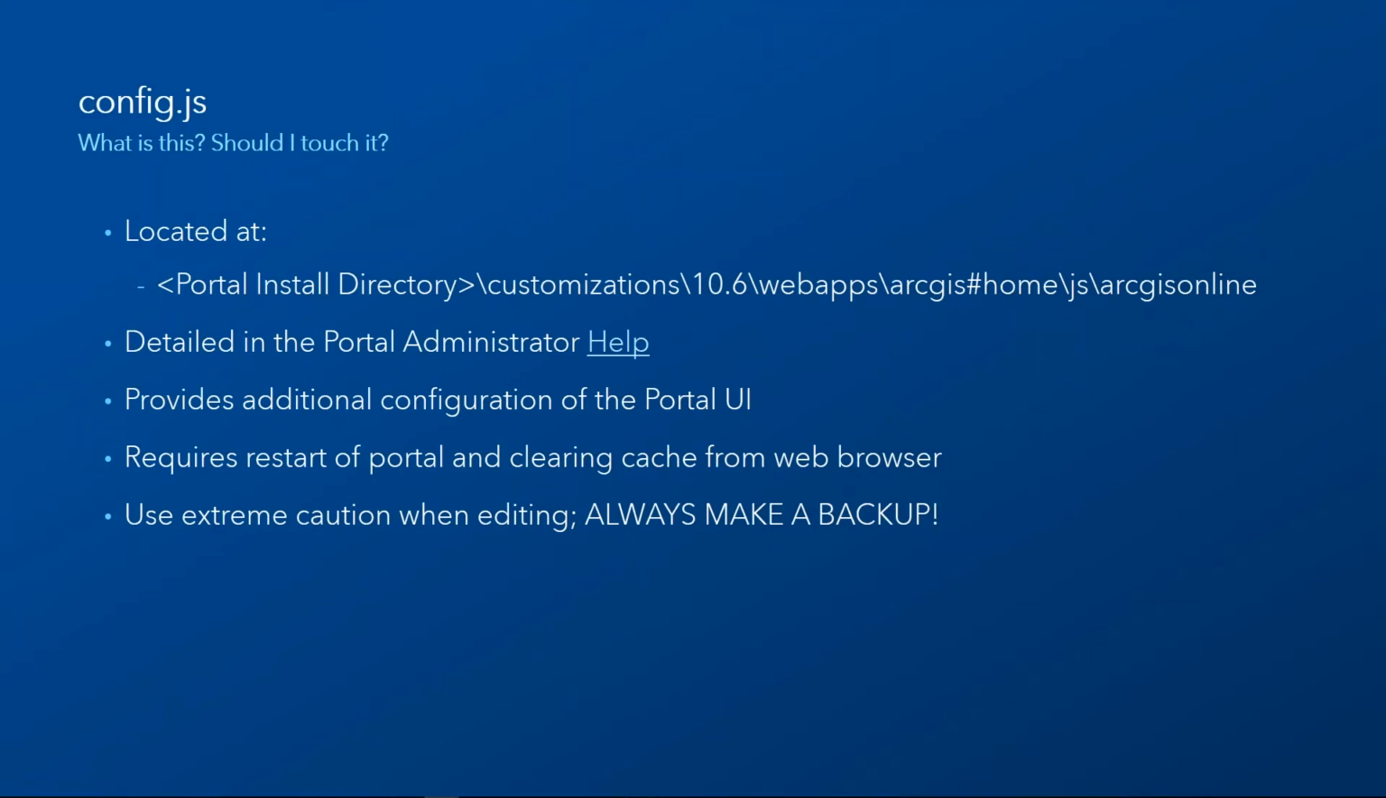All right, some other things that you can work with and expand is the config.js file. This is one of the JavaScript files that controls a lot about the portal itself. It is located in your portal install directory at this location right here, and there is a lot more information detailed in the portal administrator help if you really want to do this. What it allows you to do is provide some additional configurations to the portal UI. So if you want to add a custom background, some custom layouts or anything else along those lines, you can do that from here.